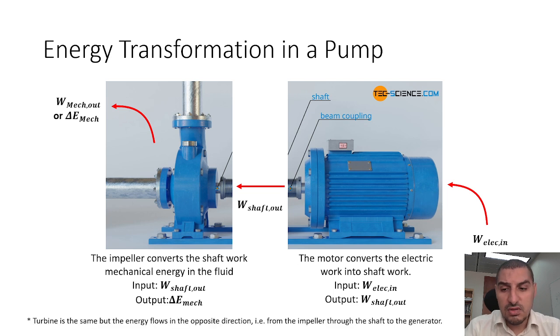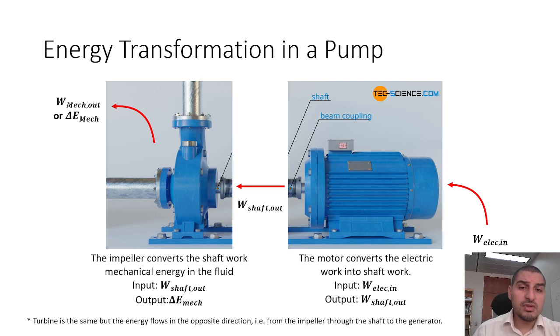And as we said before, the turbine is the opposite. So in case of turbine, the energy goes in the opposite direction. So all the arrows are flipped. And of course, this is going to be mechanical work in. This is going to be shaft work in because it's going into the generator, and then electric work out. Okay. So, anyways, this is the flow of energy.